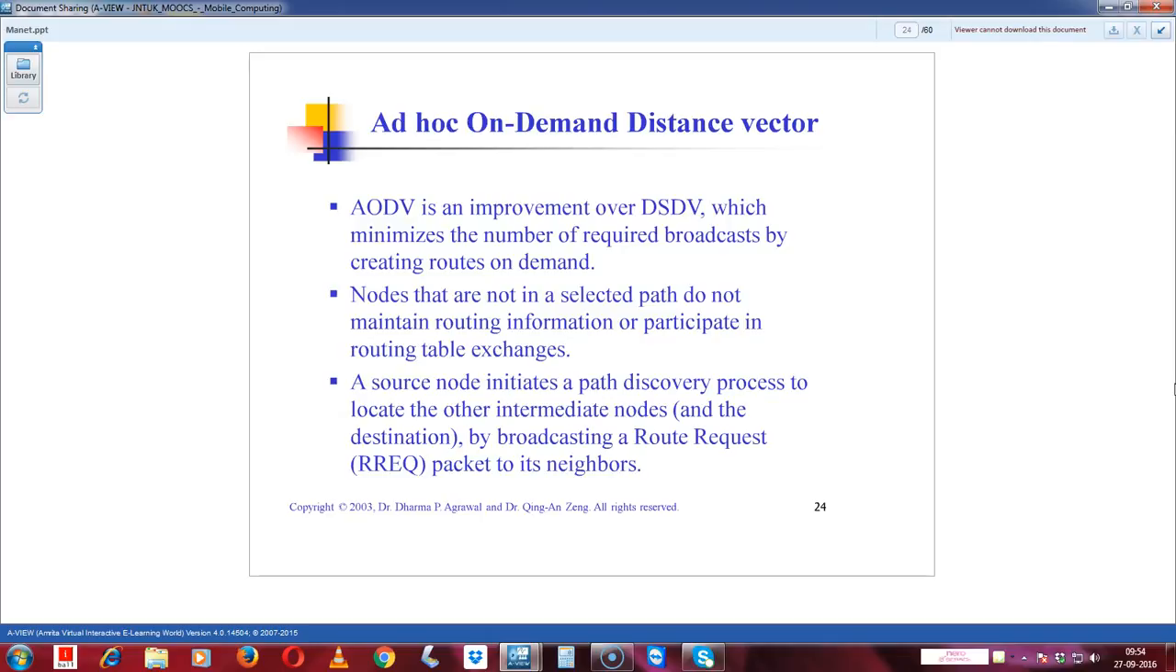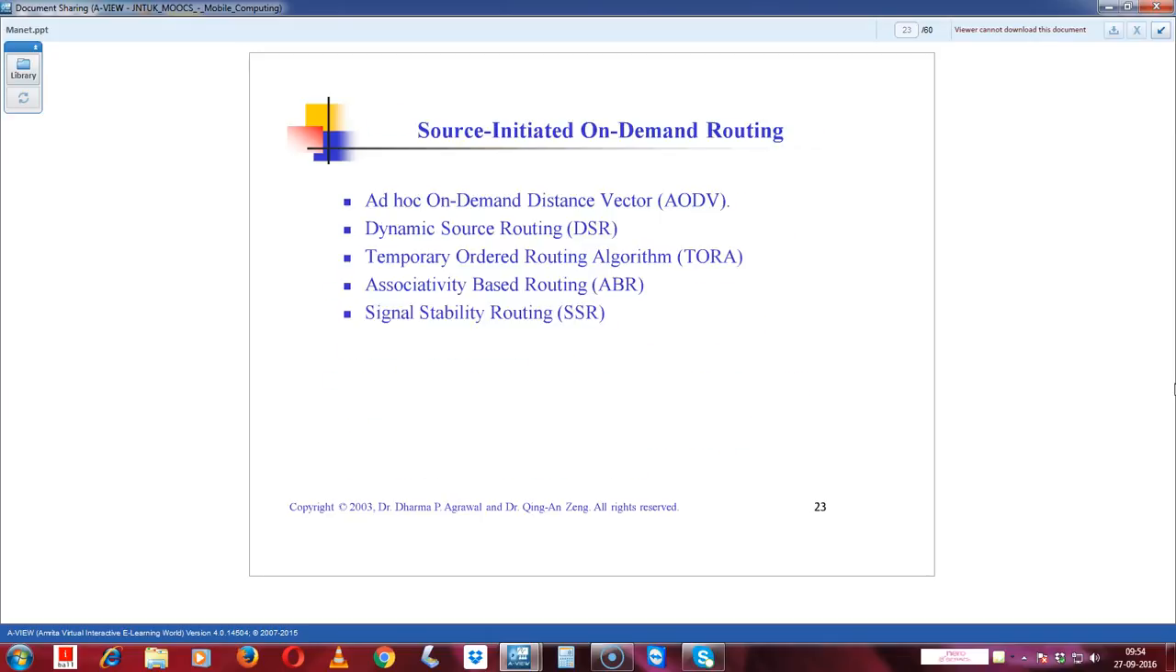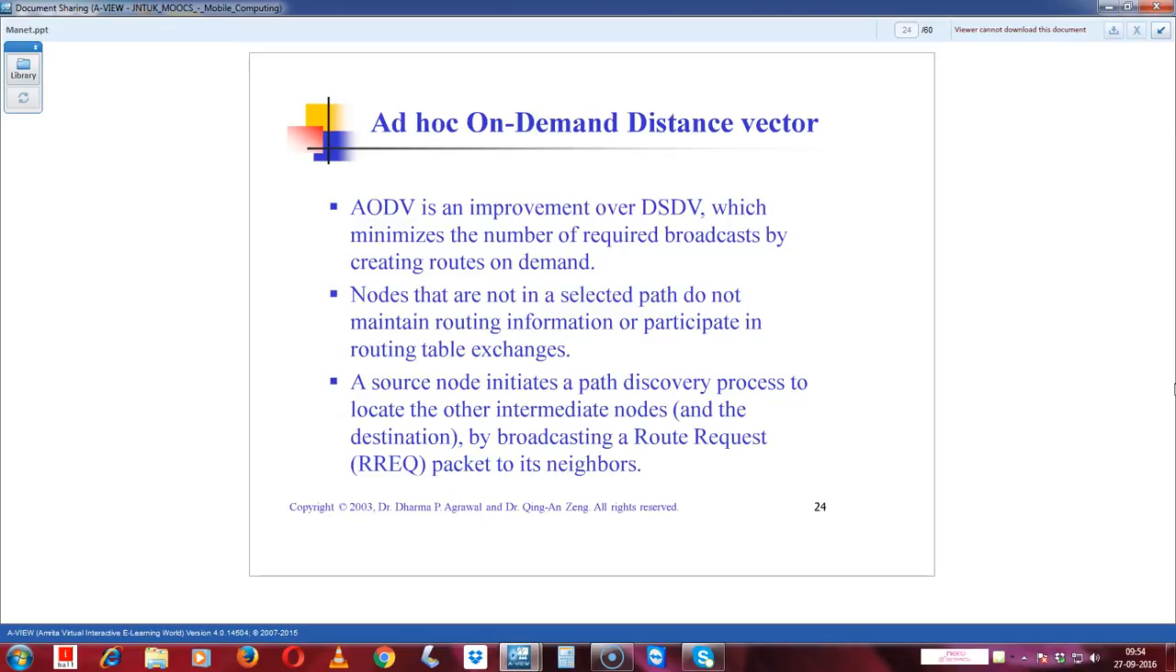So, as I told you, we are going to study AODV and DSR. Yes, AODV and DSR we will study for source initiated.